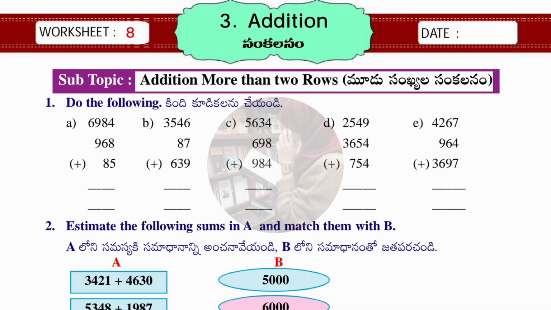But here actually 3 rows only given. Let's see, first Roman is do the following. So question is 6,984 plus 968 plus 85. If you add 3 numbers, you will get the answer as 8,037.